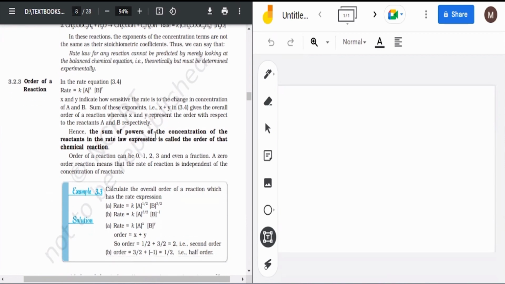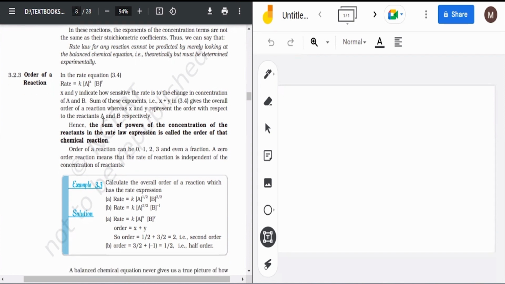Hence, the sum of powers of the concentration of the reactants in the rate law expression is called the order of the chemical reaction. मतलब x plus y का जो सम आएगा उसको अपन लोग बोलते हैं रिएक्शन का ऑर्डर. This is also important. You will be given the reaction and you will be asked to tell the order. So you have to just add the powers of A and B given in the rate law. So x plus y is the order of the respective chemical reaction.